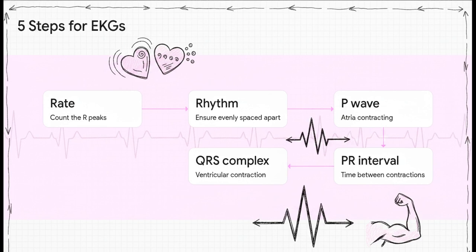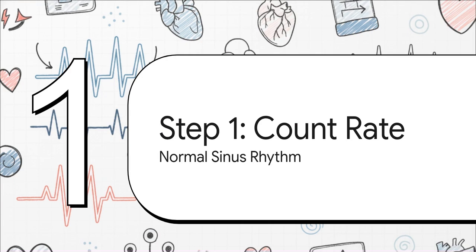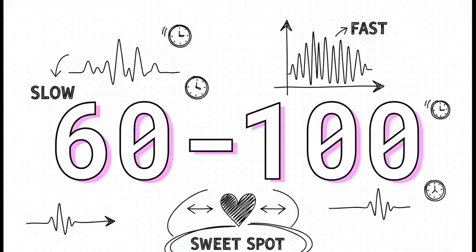So let's break down what each step actually means, starting with Step 1. Count the rate and find that normal sinus rhythm. Now, the absolutely crucial thing to remember here is 60 to 100. A normal sinus rhythm is always going to be between 60 to 100 beats per minute. Anything less, it's too slow. Anything more, too fast. So how do we actually figure out if our patient falls into this beautiful 60 to 100 sweet spot without spending forever counting tiny little boxes?